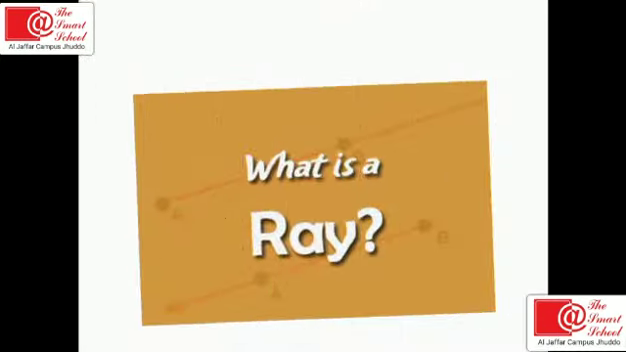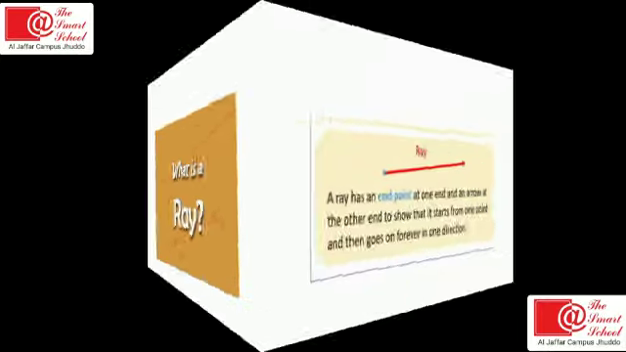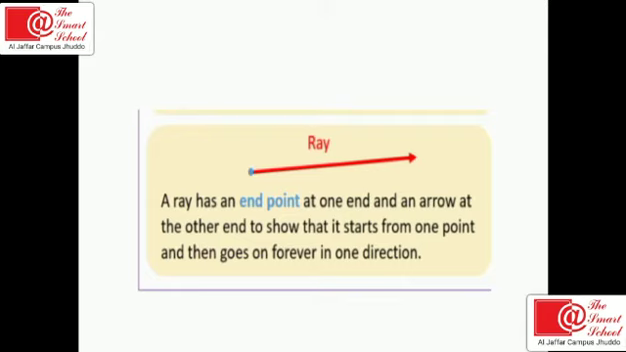Okay, our next topic is ray. What is a ray? Let's start with the definition of a ray. A ray has an endpoint at one end and an arrow at the other end to show that it starts from one point and then goes forever in one direction. It means that we have a starting point but without an ending point.